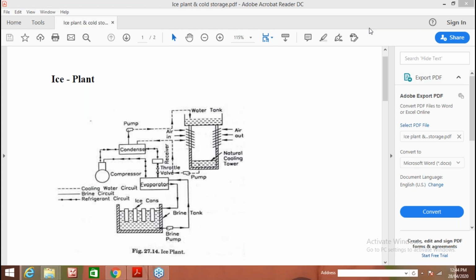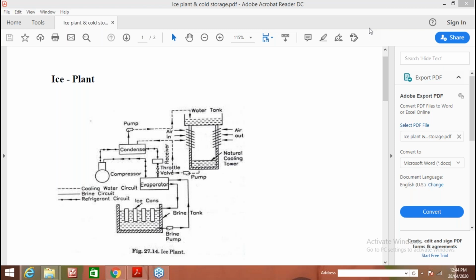Okay? So these cans of ice give their heat to the brine. Again, the brine goes to the evaporator, loses its heat to the refrigerant, gets cooled, and again comes into the tank for making ice again. Okay, so it is very simple. In the evaporator, heat exchange takes place between brine and refrigerant. Ammonia is used as refrigerant here instead of F12.